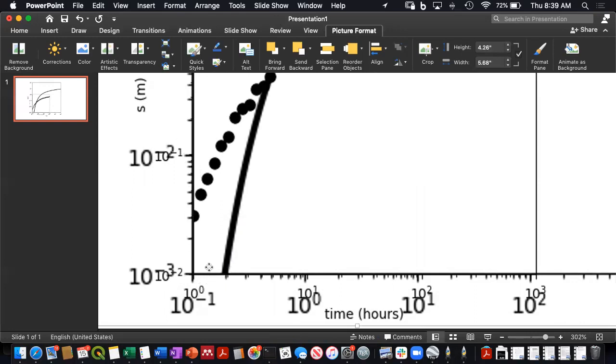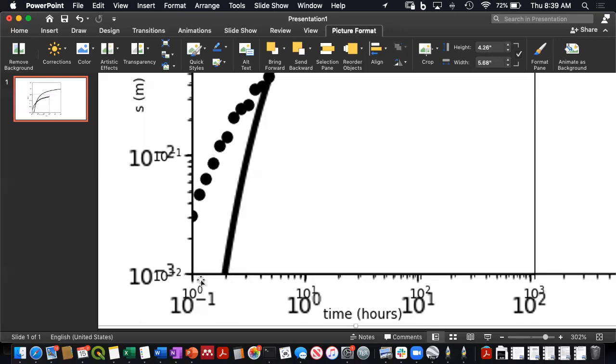This one, let me move it just a touch. 10 to the 0 and 10 to the minus 1 are lined up, and 10 to the 1 and 10 to the 0 are lined up. All right, so these things are scaled. The images are now scaled so they're the same size. That's all I've done.